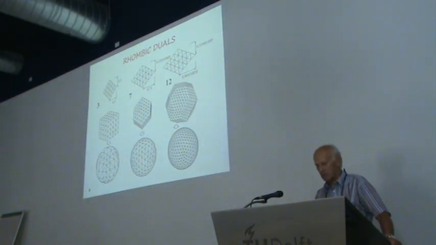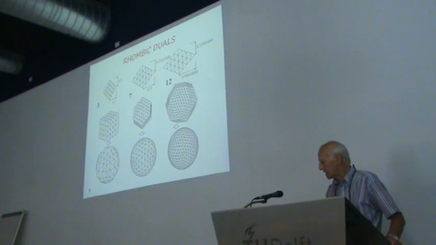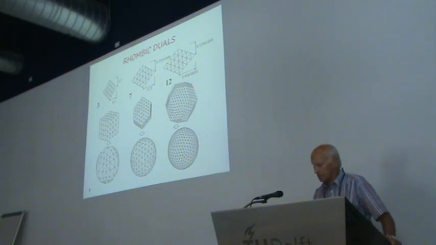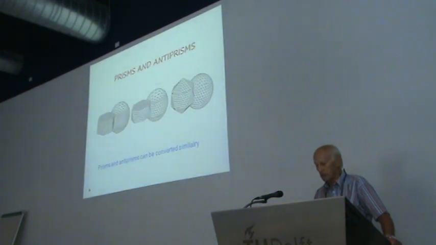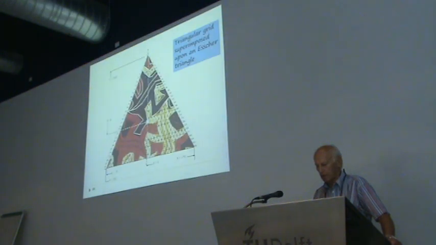These are particularly, number 12 is the rhombic triacontahedron, which is very often used for subdivision patterns. It can also be done for prisms and antiprisms. This is what we found.